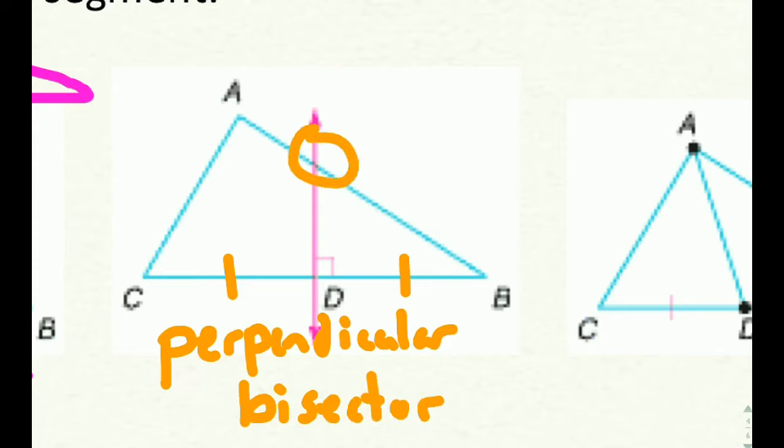Notice how it doesn't have to go through the vertex on the other side. It could, but often will not.